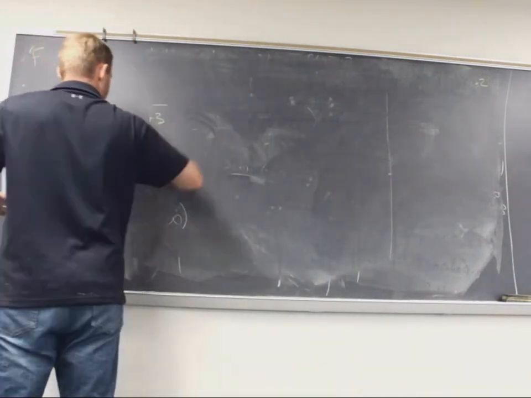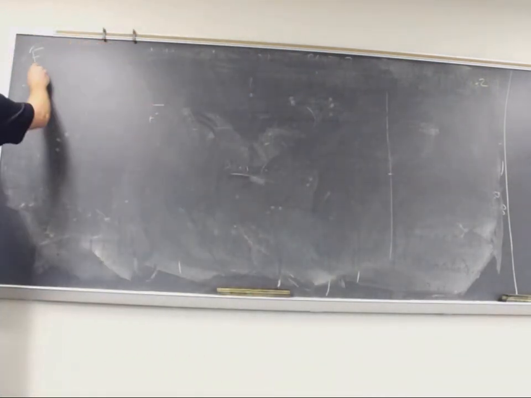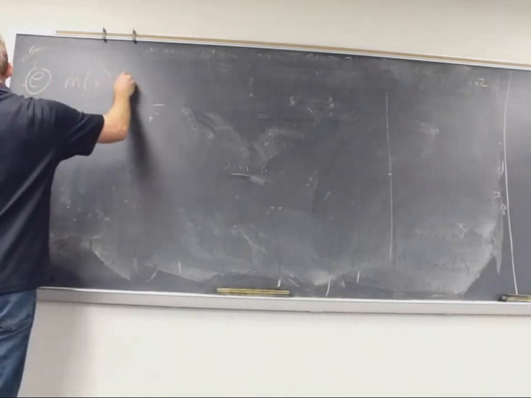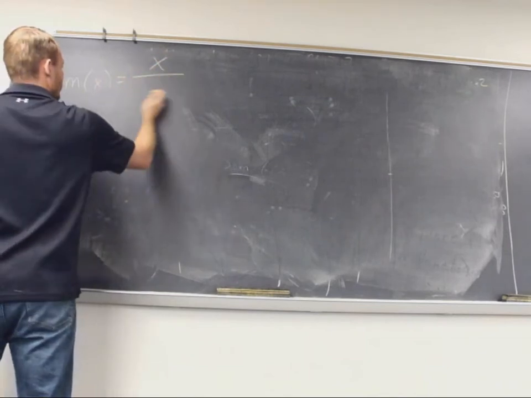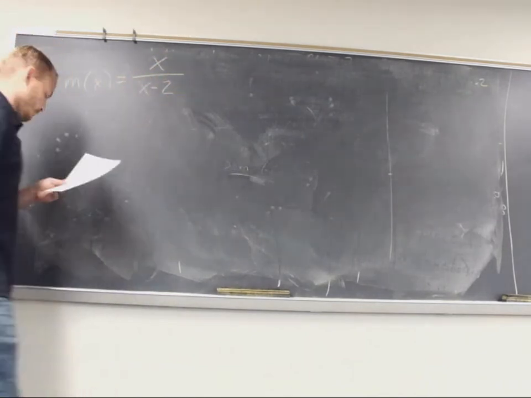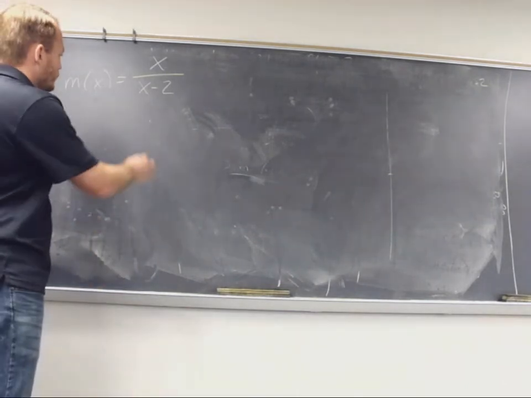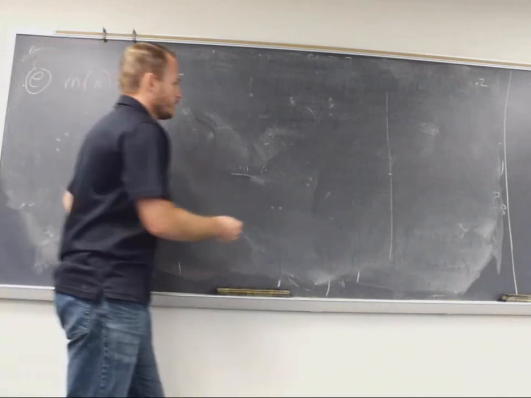All right, let's look at part E. Let's call this M, and that's equal to x divided by x minus 2. So here we're given a fraction where there's a variable in the denominator. So this is going to be an issue for us. We need to determine what this thing's going to look like. And I'll show you how to determine it over here. But first, let's look at the graph.